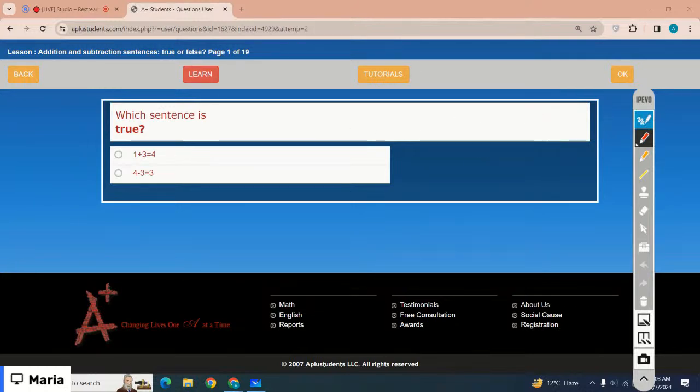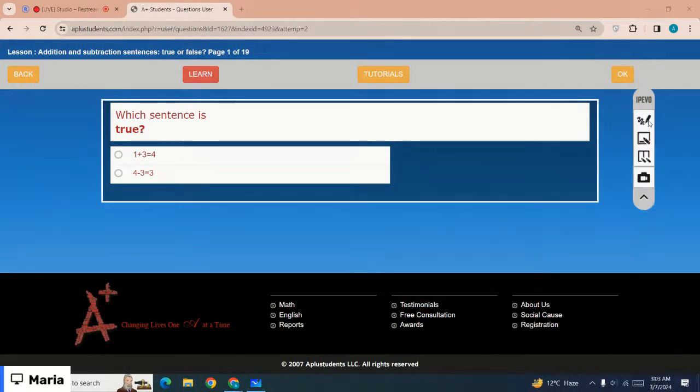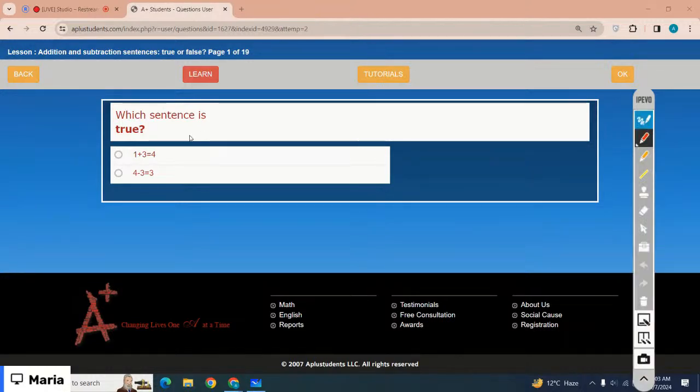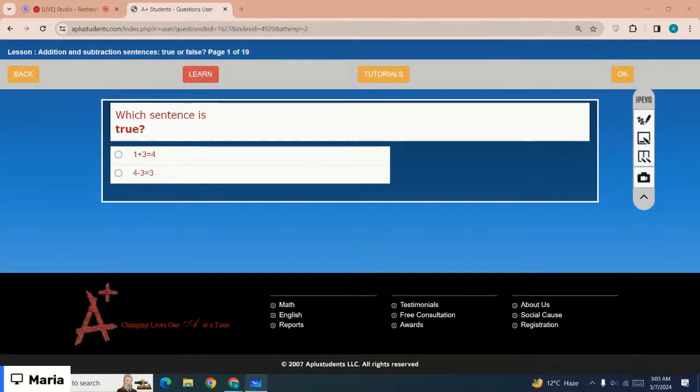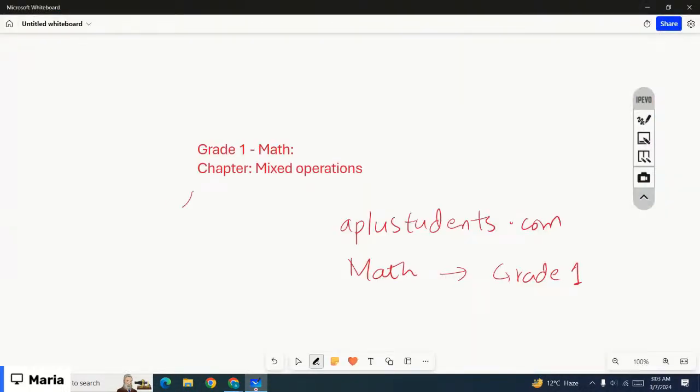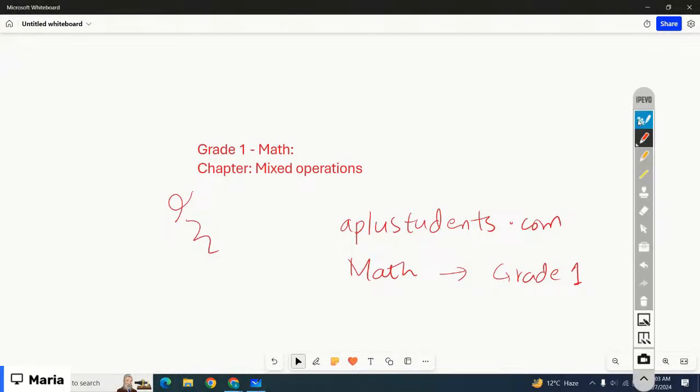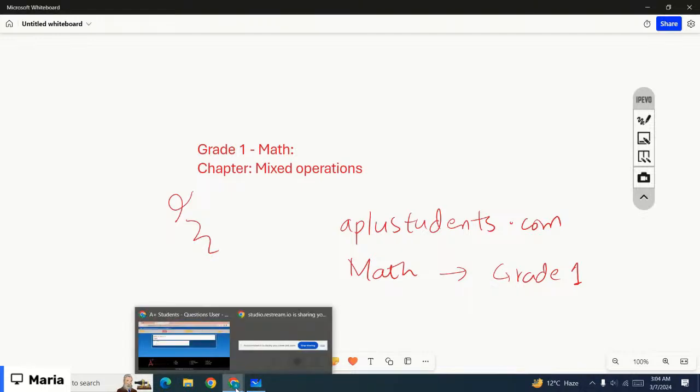Hold on. Let me see what's wrong with the pen, with the whiteboard. Something is wrong with this. Okay.